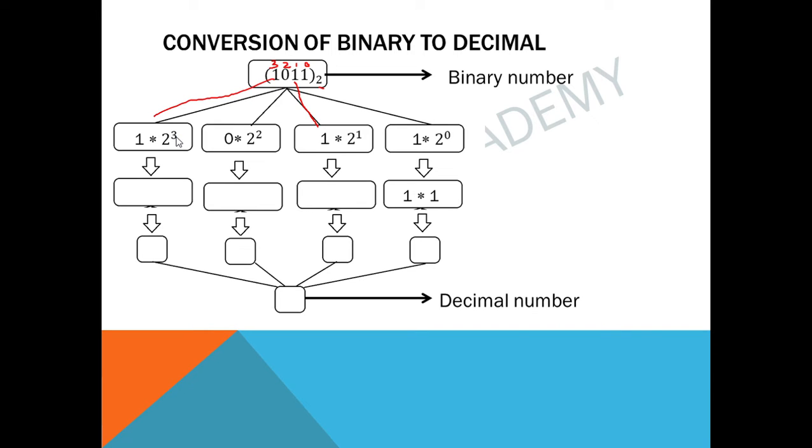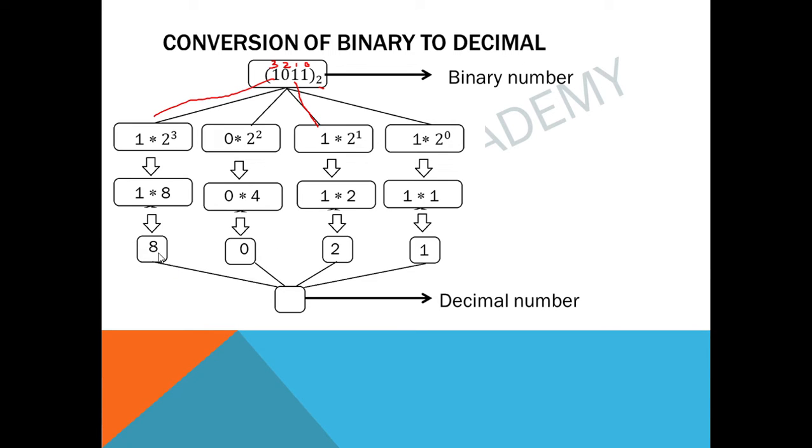So we already know that 2 power 0 is 1. Next, 1 into 2 power 1 equals 2. 0 into 2 power 2, which is 4. Then again 1 into 2 cube, which we already know is 8. Now 1 into 1 is 1, 1 into 2 is 2, 0 into 4 is 0, 1 into 8 is 8.